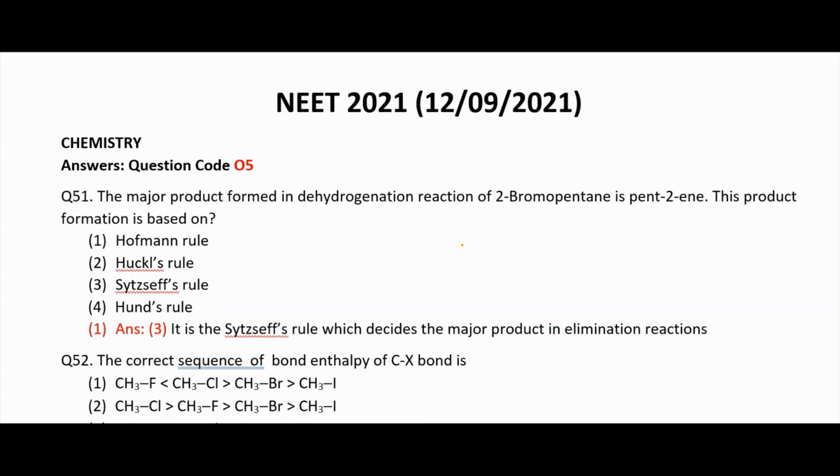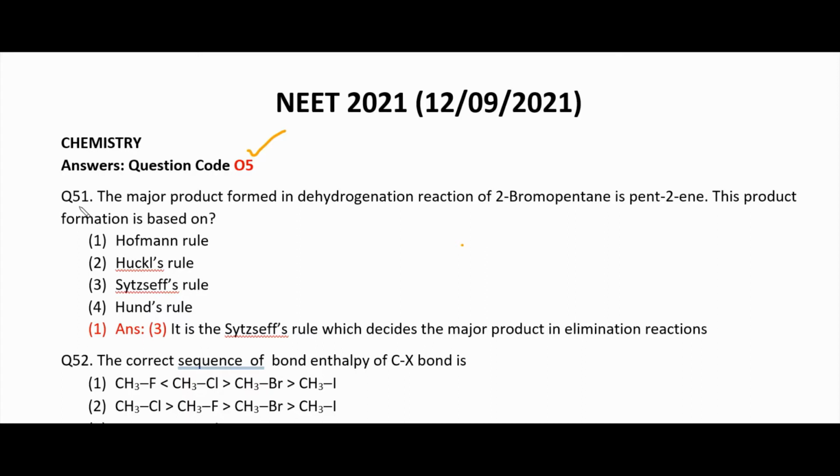In this video, I am going to talk about answers and solutions of NEET 2021 chemistry questions. Question code O5. First question.